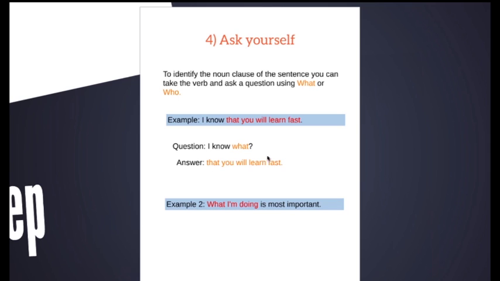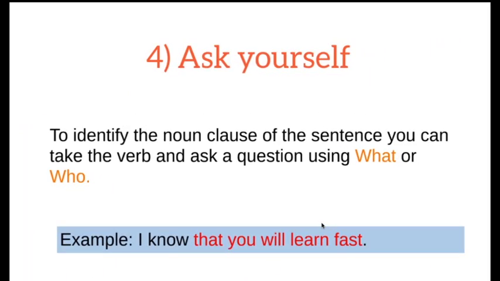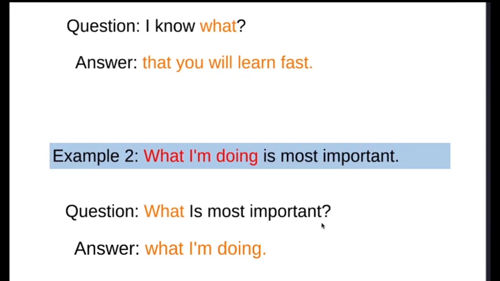So this is our dependent clause. That is our noun clause because it plays the role of a noun. What I'm doing is most important. What is most important? What I'm doing. So here we are with our noun clause, the dependent clause. Okay, right? Can you see it?